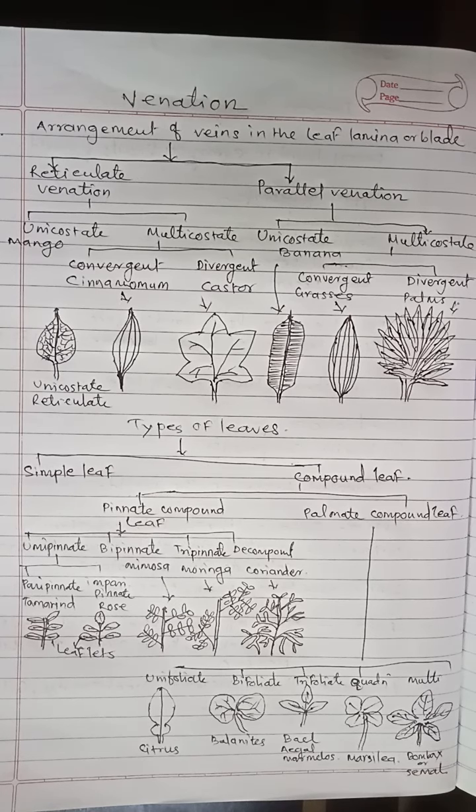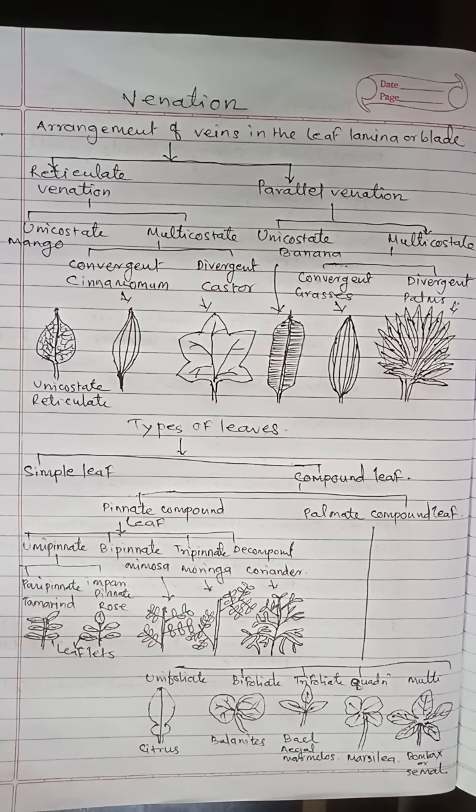Then second type of leaf, that is palmately compound leaf. In palmately compound leaf, the leaflets are arranged at the tip of the petiole. All leaflets originate from the common point. According to the number of leaflets present at the tip of the petiole, these are of following types: unifoliate, bifoliate, trifoliate, quadrifoliate, and multifoliate type of palmately compound leaf.